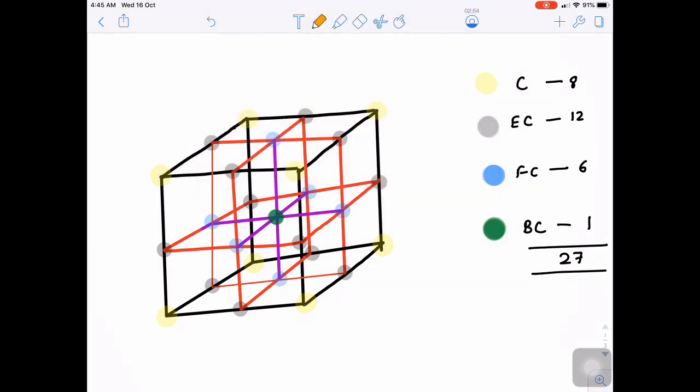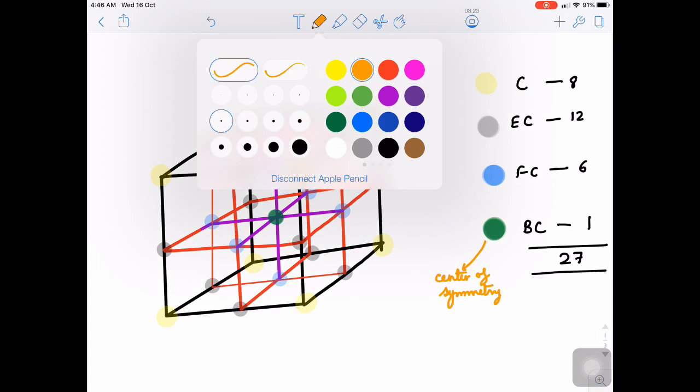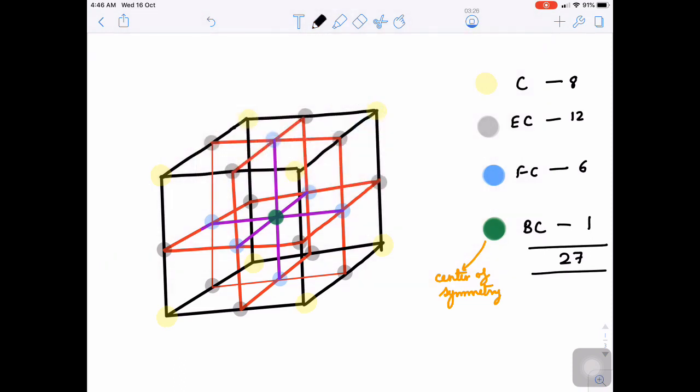Now let us understand what are different symmetry elements possible in this structure. Around the body center, which is also the center of symmetry. Why is it the center of symmetry? The reason is the whole structure is symmetrical about this. The complete structure is symmetrical about this, and that's why it's the center of symmetry. Alright. Now let's take the next diagram and understand if we connect opposite edges.